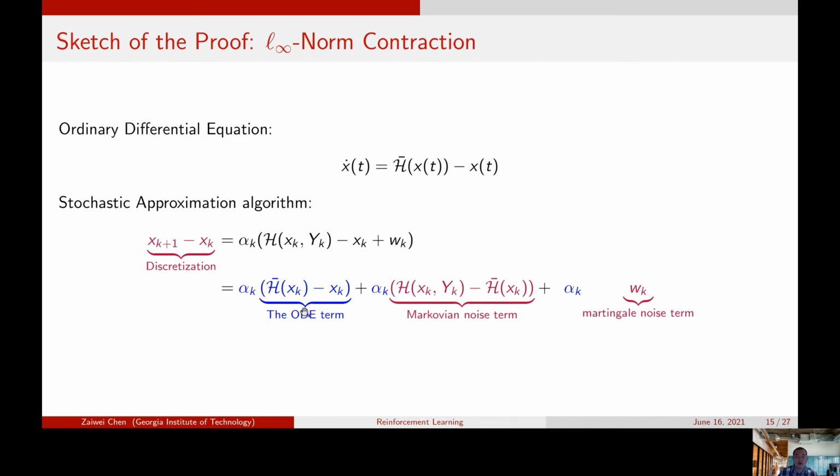The first term, the blue term here, is h bar of x minus x, which coincides with the right-hand side of the ODE, and we call it the ODE term. This term will eventually provide us a negative drift. The second term and the third term represent the impact of the Markovian noise and the martingale difference noise, which we will have to control.